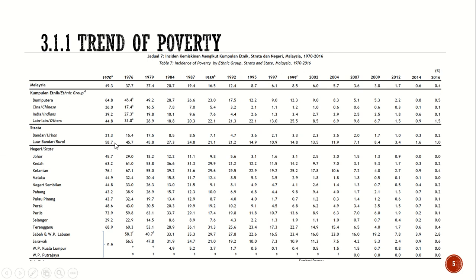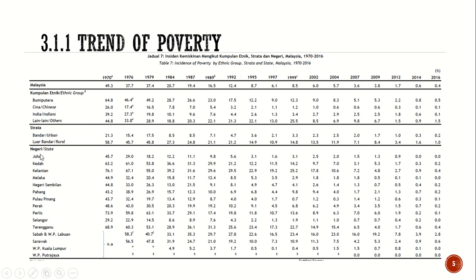Now look at the poverty in urban area: 21.3% in 1970. It reduced to 0.2% in 2016. In the rural area, in 1970, the poverty was about 58.7%, but in 2016, it reduced to 1.0%. So it's also a big success.